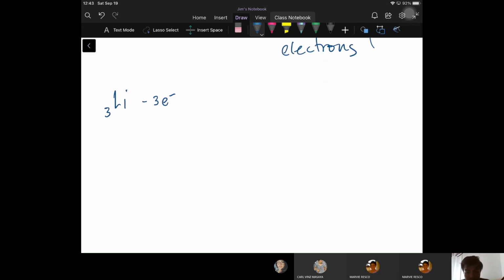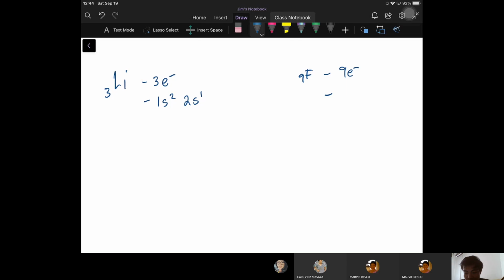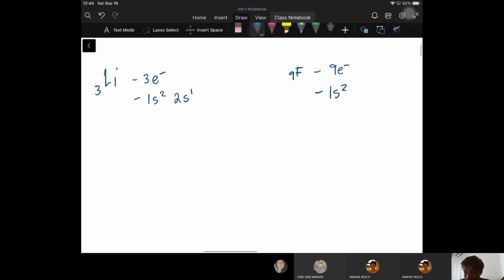Okay, so ang gagawin natin ngayon is isusulat natin yung electron configuration niya. Ano yung katumbas ng 3 electrons? We can write that as 1s2, 2s1. Okay, so kuha pa tayong isang atom. Fluorine. Ilang electrons yan? 9 electrons. So, let's distribute the 9 electrons. That's 1s2, 2s2, 2p5. So, 1s2, 2s1 for lithium, 1s2, 2s2, 2p5 for fluorine.